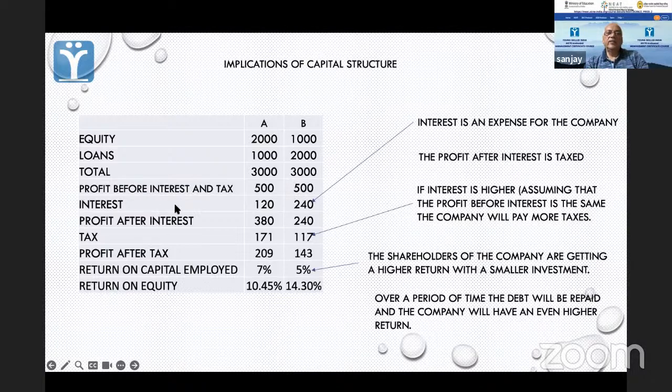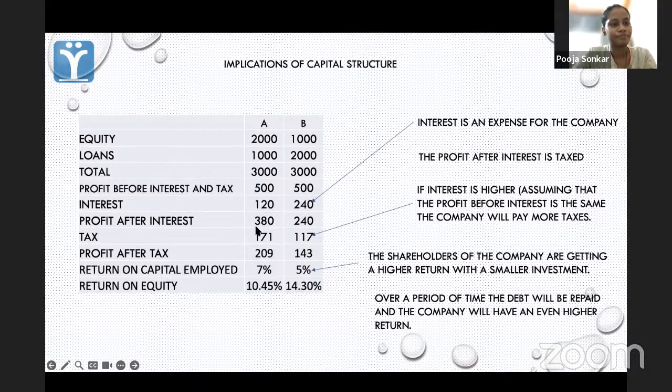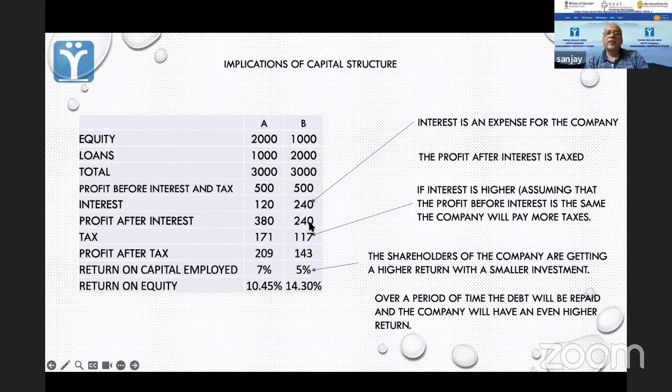Now, in this case, interest is 120 because of that debt which they have. And interest here is 240. Remember, they have more loans. So it's 240 here. So profit after interest will be 380 in the case of company A. Profit after interest for company B will be 260. So profit after interest obviously is going to be higher for company A because they have less loans. So tax, let's say, is 171 and 117. Why did the tax go down here?